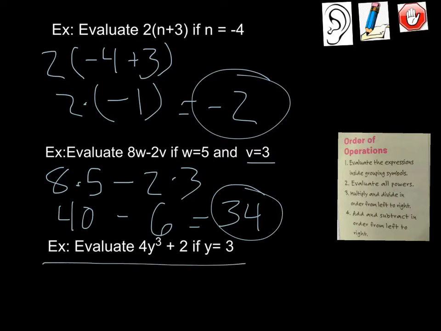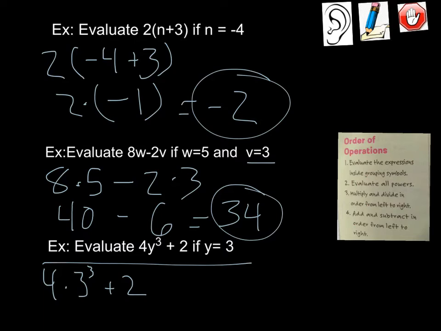And finally, we have this last example where we have 4y to the third power plus 2 if y equals 3. So again, now I'm just going to substitute to rewrite. So I have 4 times y equals 3, and I have 3 to the third power. Now I have plus 2. Still have an expression because I have a variable, I had the y, I substituted a number, and now I have more than one operation. Actually, I have 3 operations.